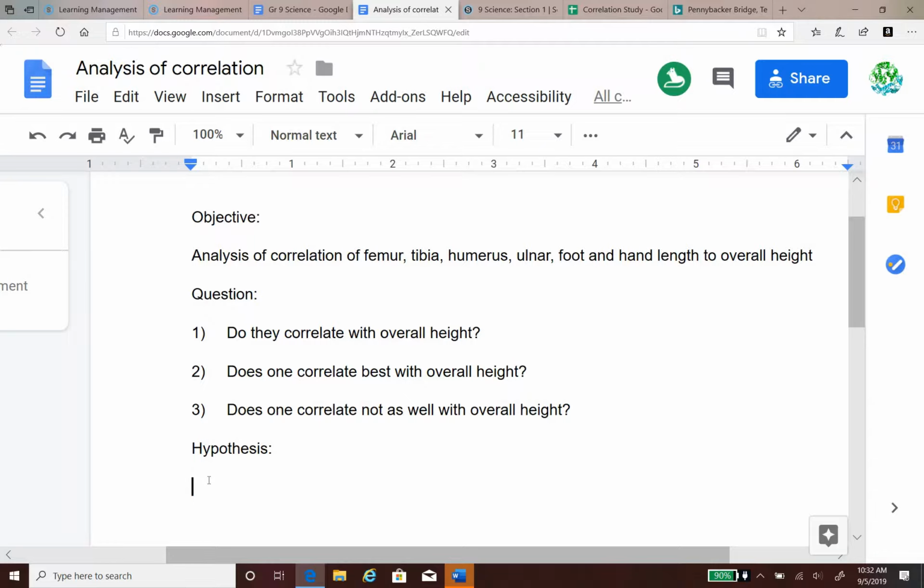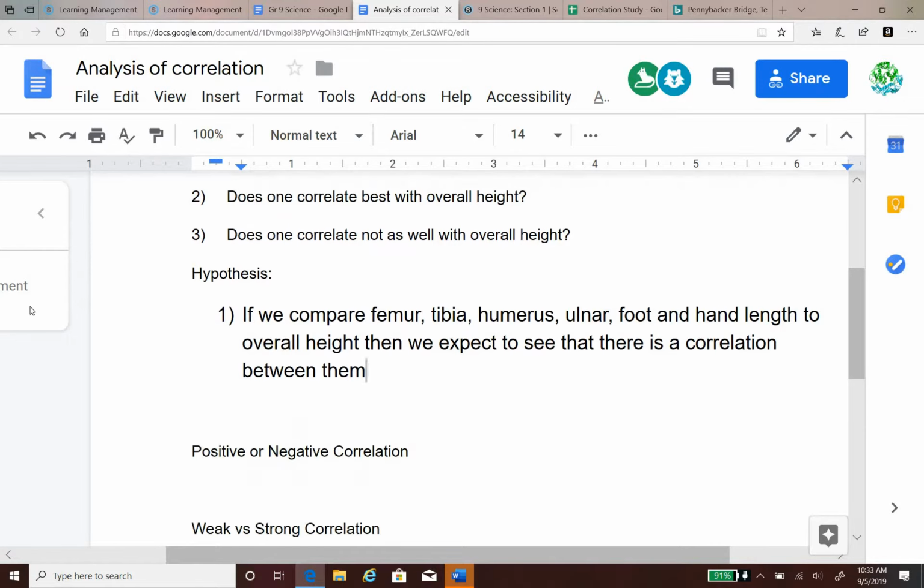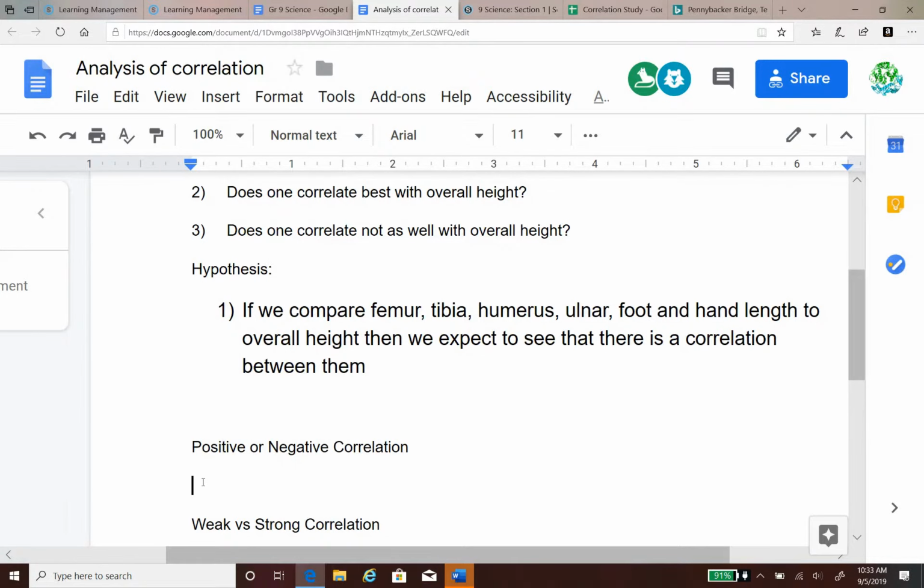Then we expect to see what? What do we expect to see? Okay. That there is a correlation between them. Now, we can actually go a little bit further than this, because correlation can mean a few things. For example, you can have positive or negative correlation, and then you can have weak or strong.